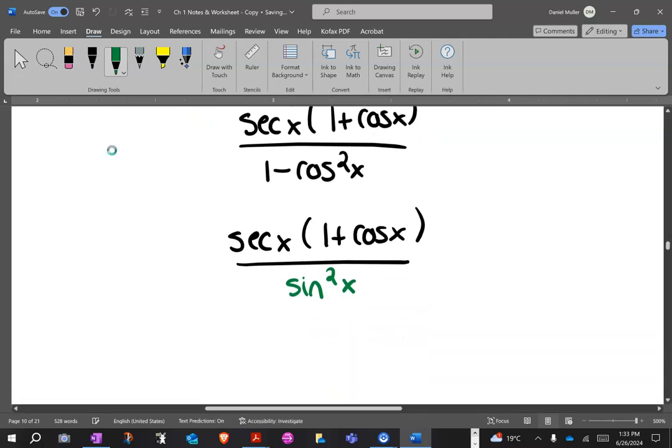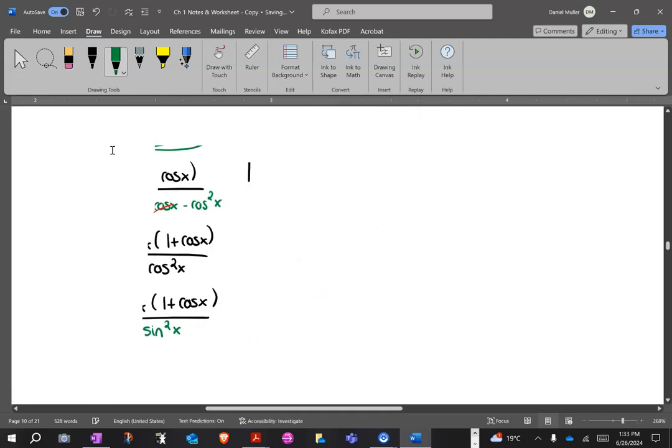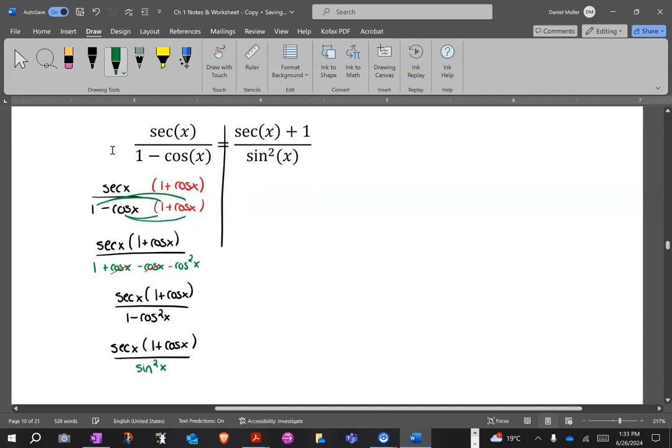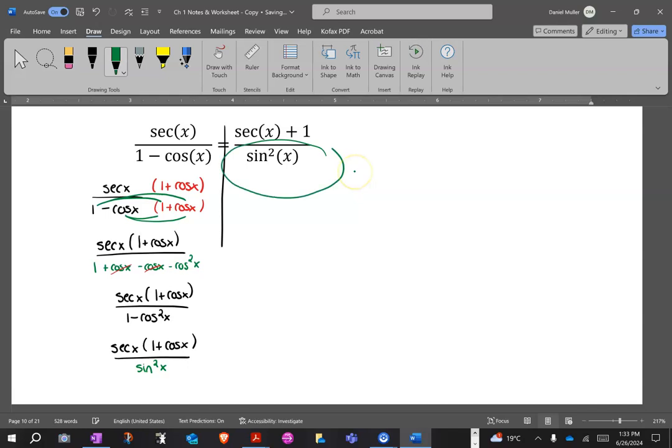So where are we so far? Is anything looking like the right side? Wow, very, very little. Like the sine squared on the bottom, that's kind of nice. We're matching there. But then I've got this secant x. Doesn't seem like it kind of works.